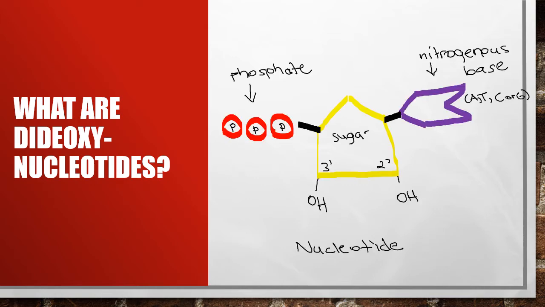Now, to understand Sanger's sequencing method, we need to know the difference between a regular nucleotide and a dideoxynucleotide. A nucleotide is a sugar attached to a phosphate attached to a nitrogenous base, which is either adenine, thymine, cytosine, or guanine. A regular nucleotide has hydroxyl groups on the 3' and the 2' ends. A deoxynucleotide is when you do not have the hydroxyl group on the 2' end. Deoxynucleotides are also known as dNTPs.